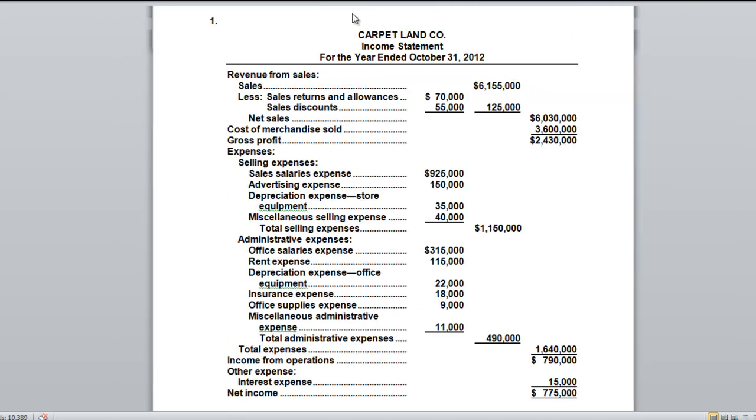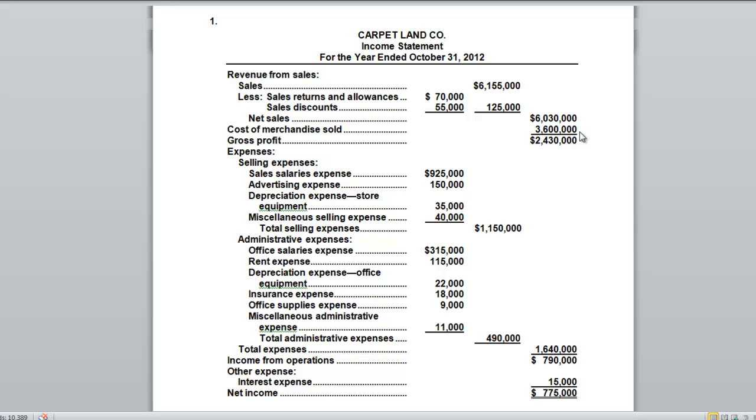Okay, so of course we have our proper heading up here. We have our revenues from sales. Those are going to be reduced by an amount for any returns that were made to us and any discounts that we gave people for paying us promptly. Okay, so the sales reduced by these amounts gives us our net sales right here.